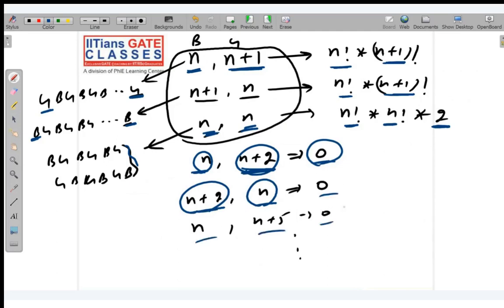So only 3 possibilities for alternating arrangements, that is either n boys and n plus 1 girls, or n plus 1 boys and n girls, or n boys and n girls. Only 3 possibilities for alternating arrangements. All other possibilities are not allowed, because they will produce 0 result. This is the summary.